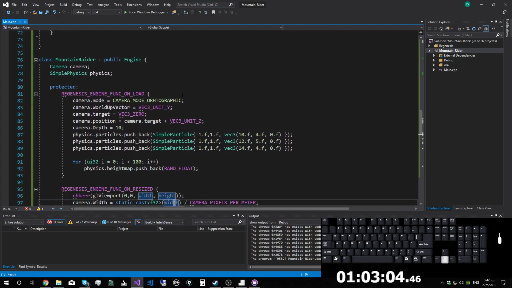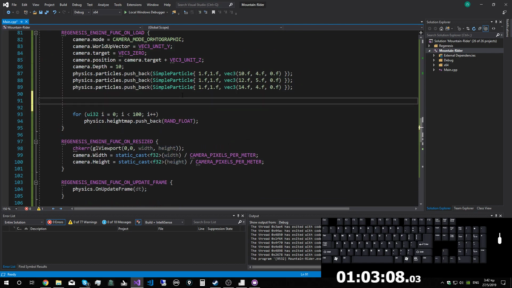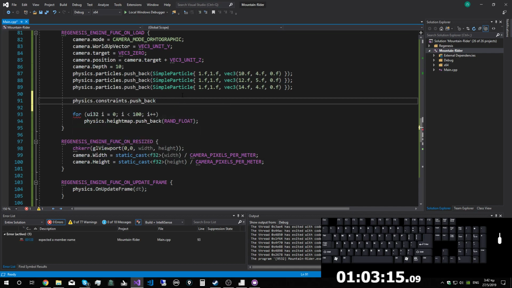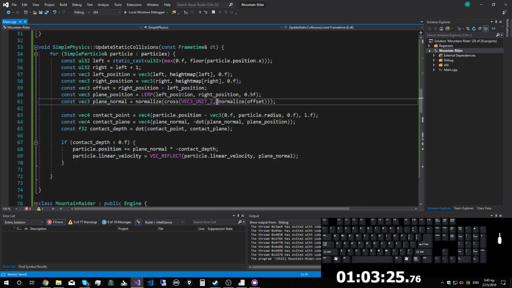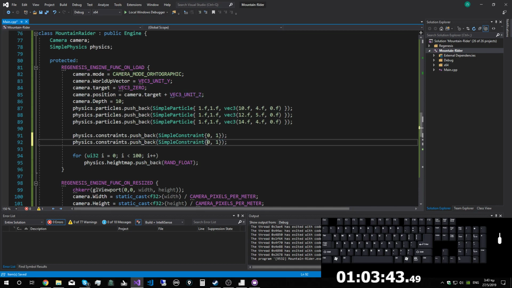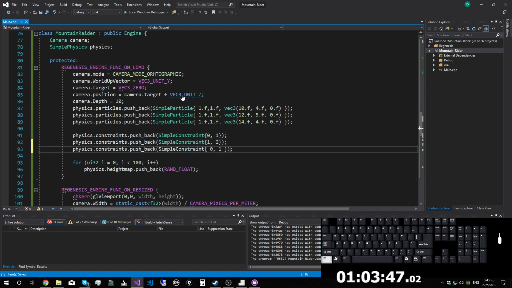Let's go ahead and add physics constraint pushback symbol constraint, like this, and that needs a left and a right. Okay, 0 and 1, and let's add one more constraint between the 1 and 2, and one more between 2 and 0 for test.